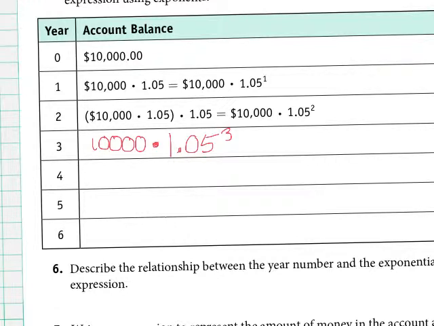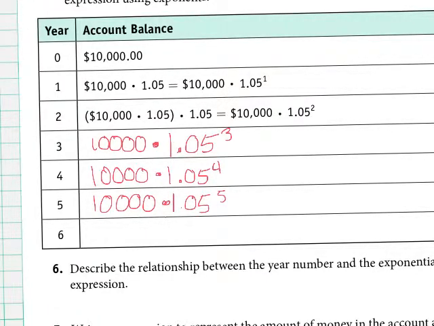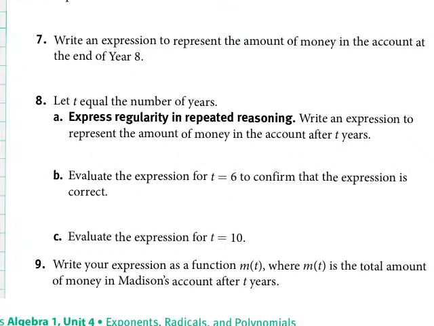So after the fourth year, I have my initial value, 10,000. And then how many times do I multiply by 1.05 now? 4 times. For the fifth year, 10,000 times 1.05 to the fifth power, because now I'm multiplying it 5 times, right? Each year I multiply by 1.05 another time, so my exponent is increasing, okay? All right, so arming yourself with that knowledge, I want you to answer 7 and all of 8 together with your partners. Go ahead.